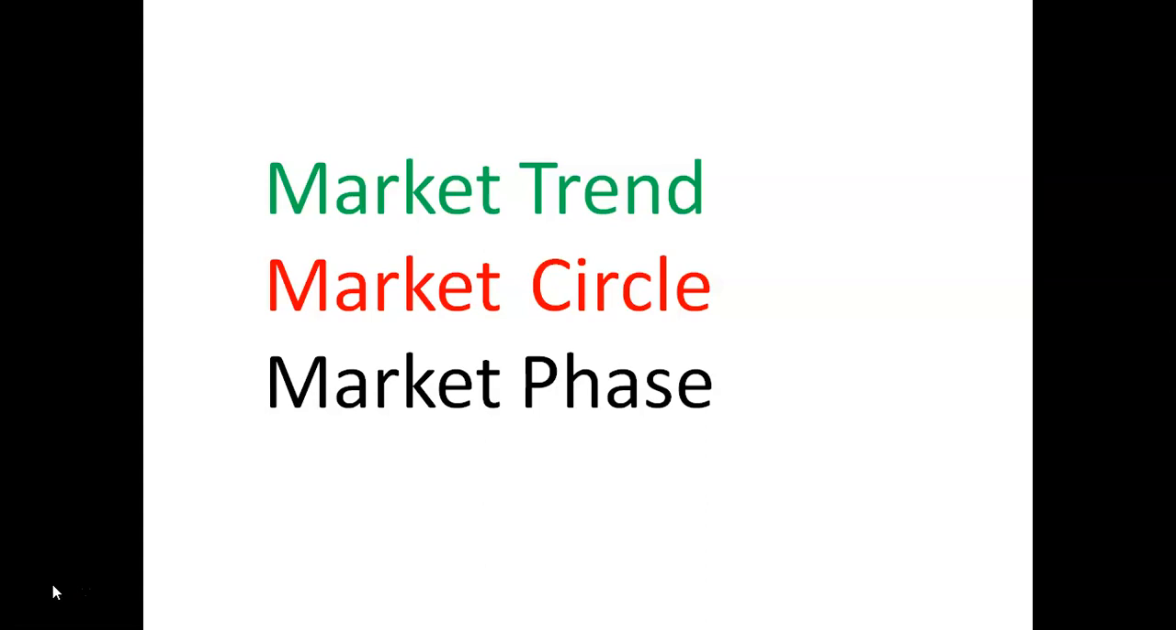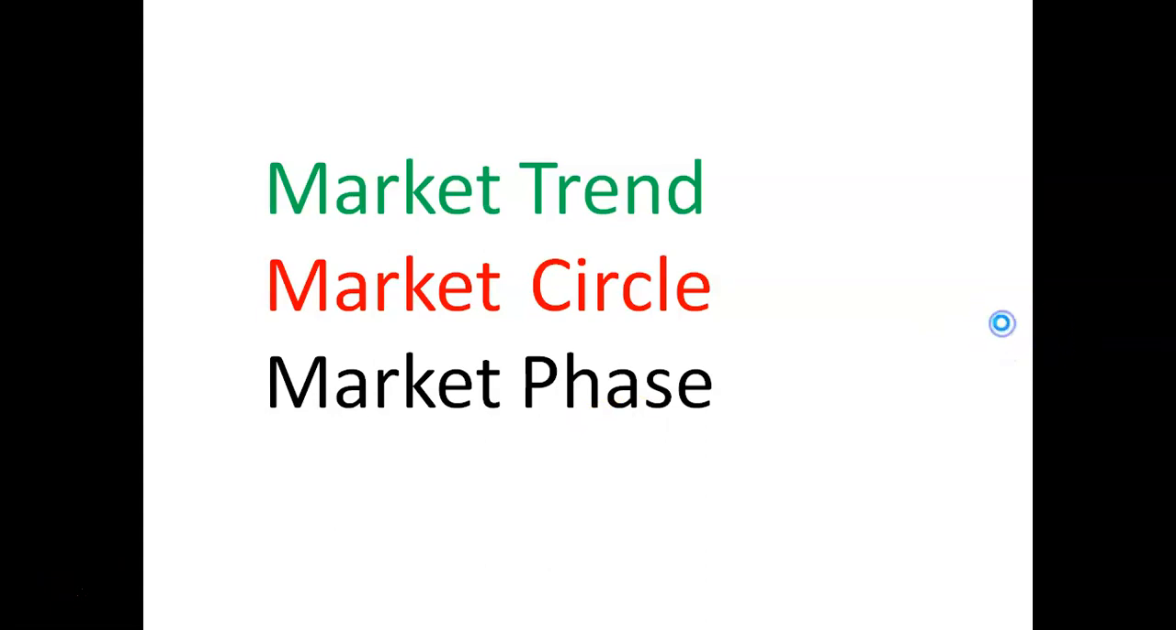The last one here is the market phase. There are four market phases that make up either a trend or a cycle in the market. The phase is a kind of combination of both cycles, the bull cycle and the bear cycle. So we are going to look at the phase very well and see what it entails.